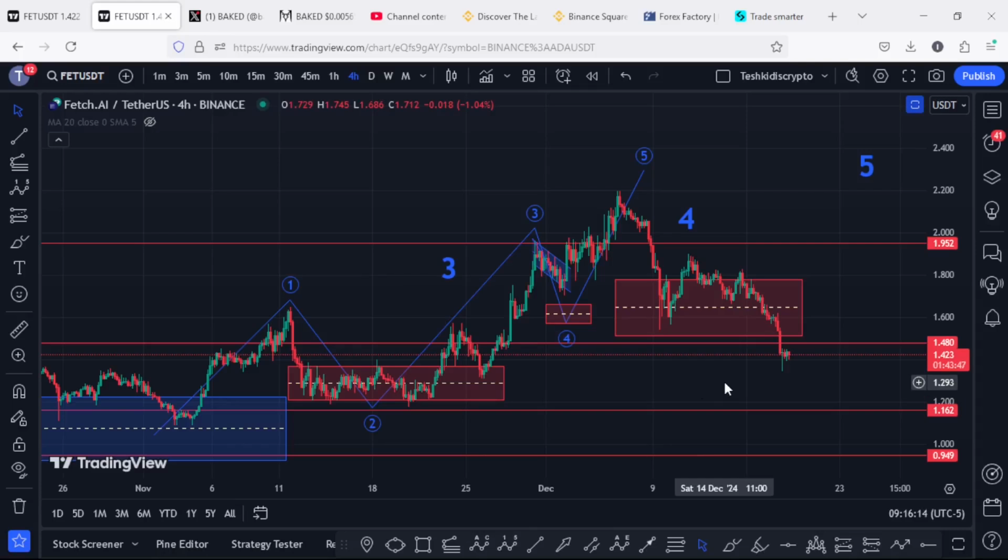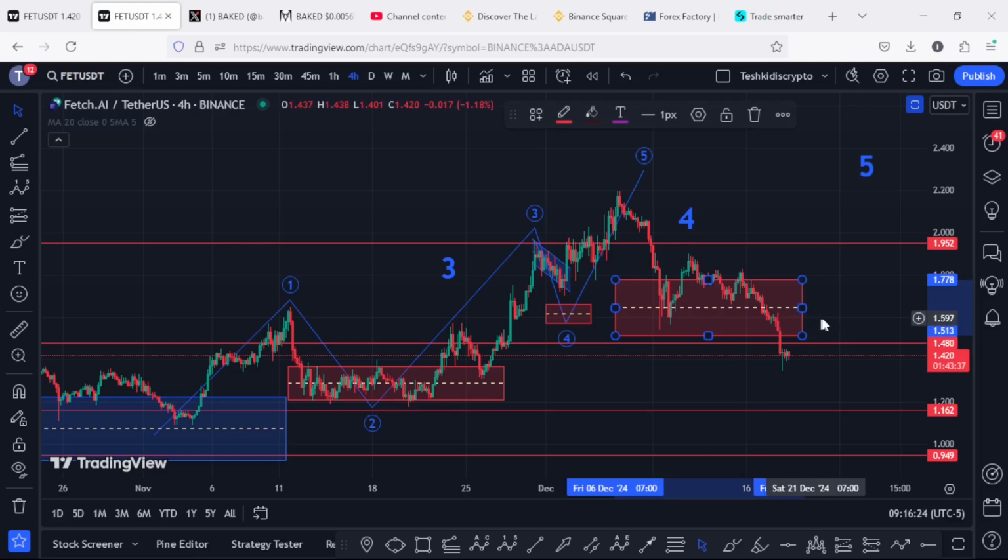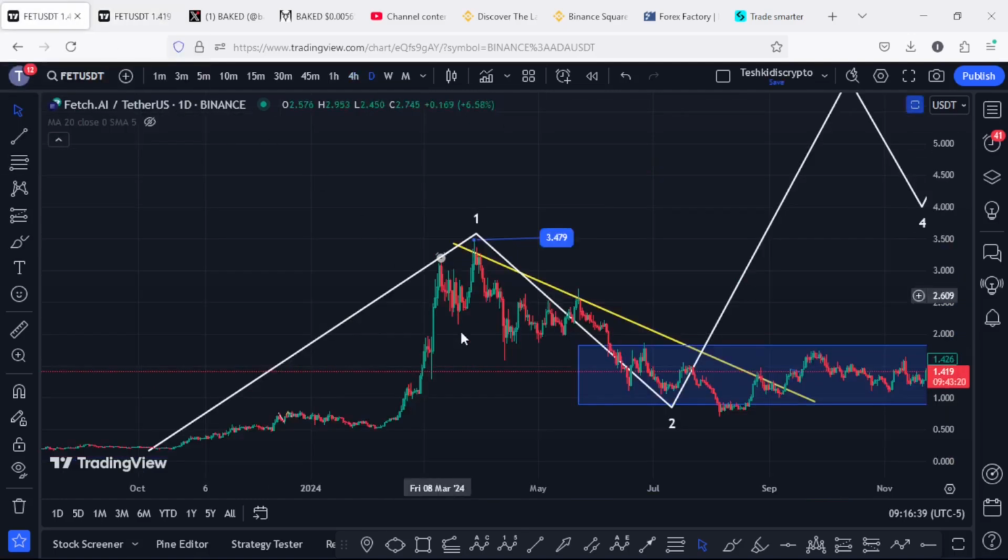Fetch AI at the time of this recording continues to see further breakdown moves, and we have now lost our significant key area of support between the 1.778 and the $1.513. And on today's update video, I will be discussing the most significant key areas that we need to pay attention to, basing my analysis on the Elliott wave structures, and above all, discuss my long-term price prediction analysis.